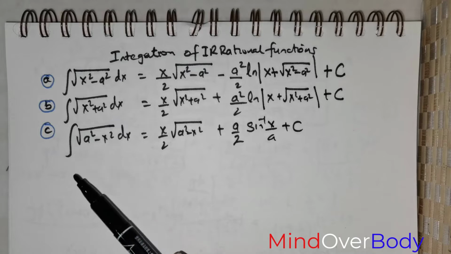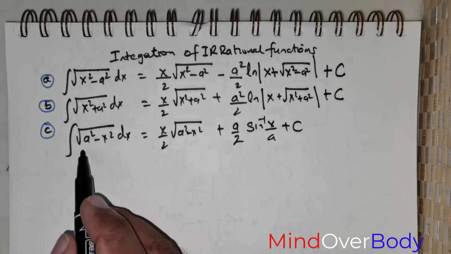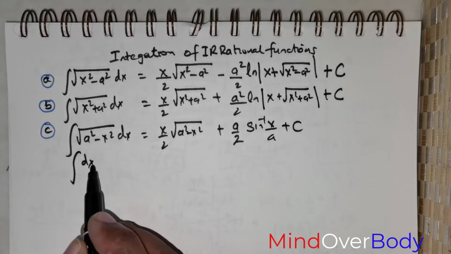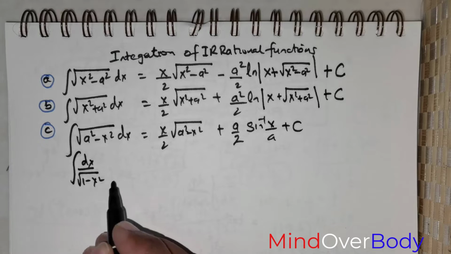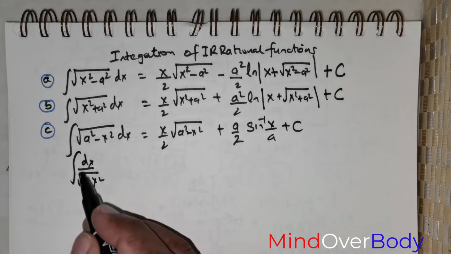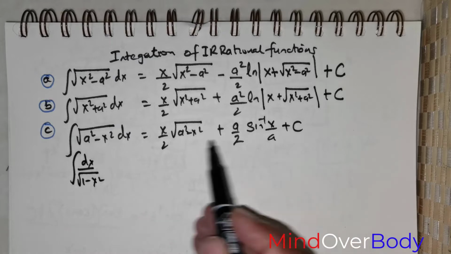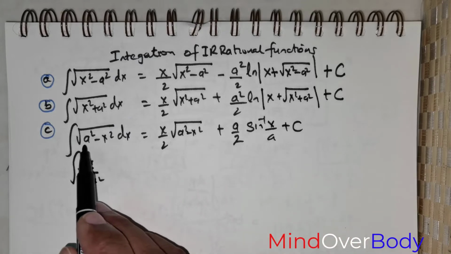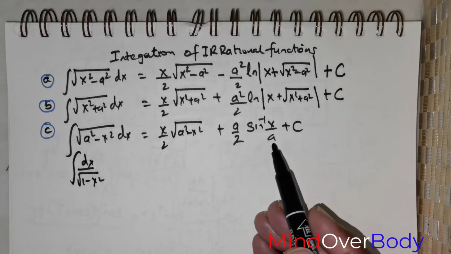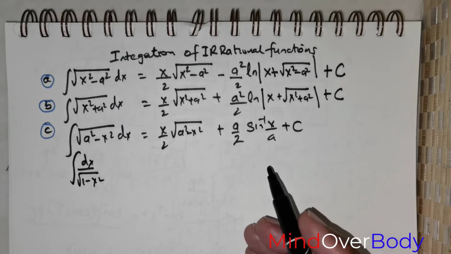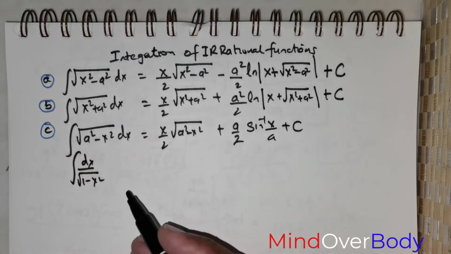For the final one, we have already studied the integral dx over root of 1 minus x squared, right? This is a popular integral, and it leads us to sine inverse. Since we got a term like a squared minus x squared, we are getting sine inverse of x over a. That is one of the ways in which we can remember these integral formulae.